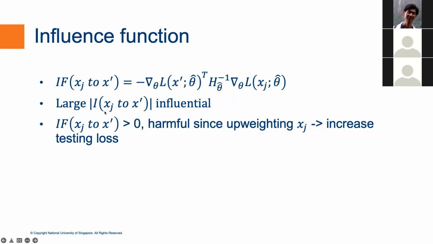So if we have an xj that has a large absolute value of this influence value, then it is influential to x prime. And the sign of the IF can be interpreted. If the IF value is greater than 0, that means xj is harmful to x prime, because if we upweight xj, we will observe that the testing loss increases. So that's why xj is harmful.